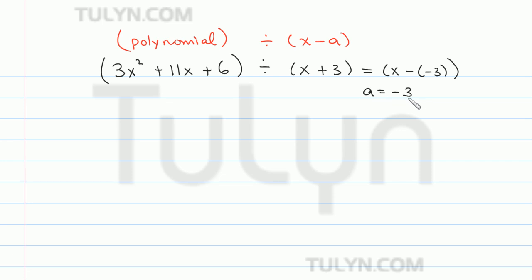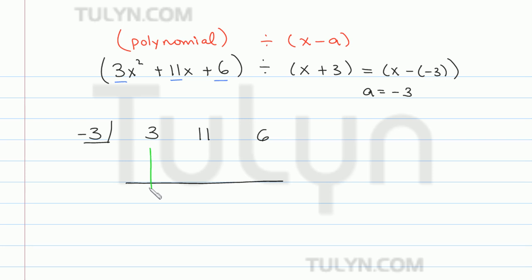And the first thing to do is to write this a over on the left. And then we want to rewrite the coefficients of our polynomial next to it. So we want to write 3, then 11, then 6. And then draw a line under that, leaving enough space because we're going to add a row of numbers right here. So now we can start using the method of synthetic division.